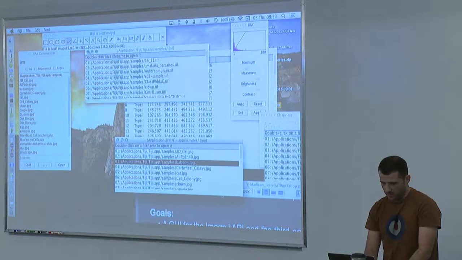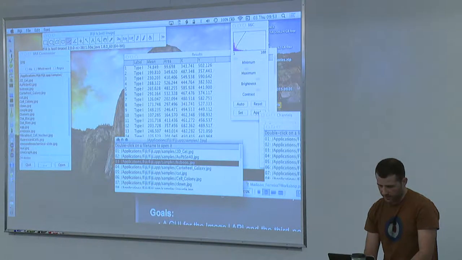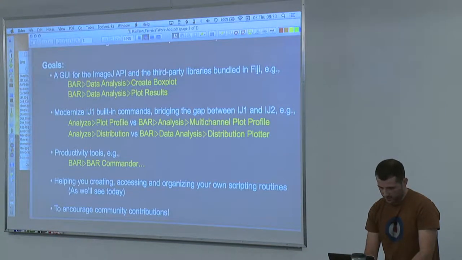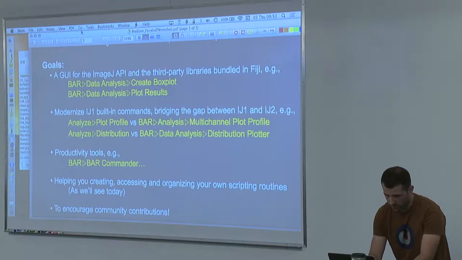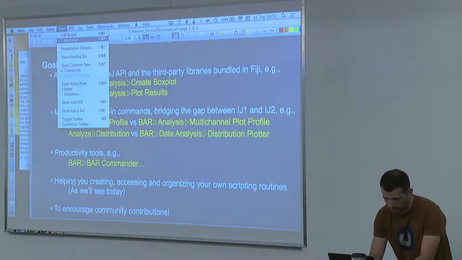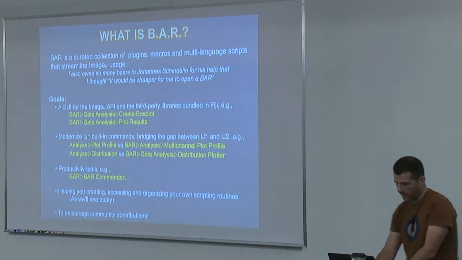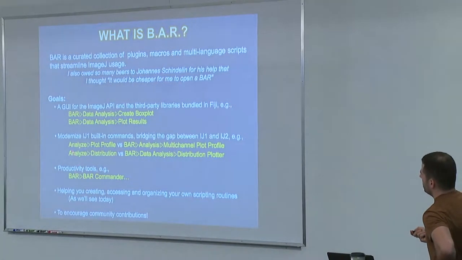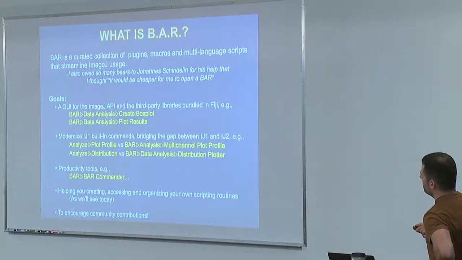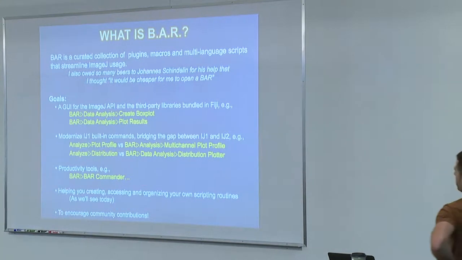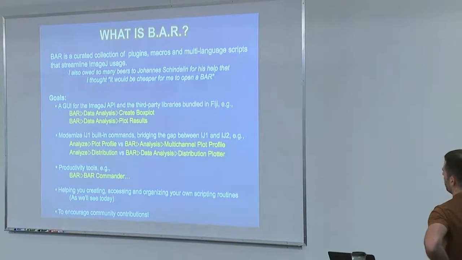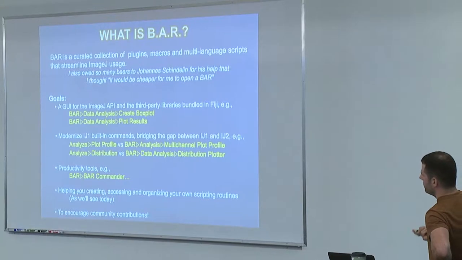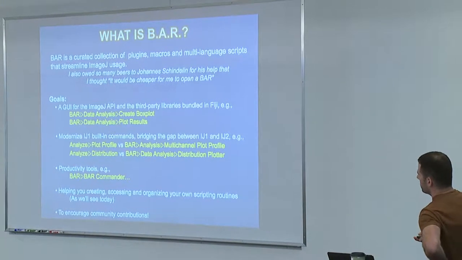Okay. So just to give you an idea, this is an example of productivity tools. So that's it. Okay, so let's just go to presentation mode again. And so these were the three aspects we talked about: providing an interface for Fiji goodies, modernizing some imaging commands that extend built-in commands to more image types, for instance, and providing you productivity tools.